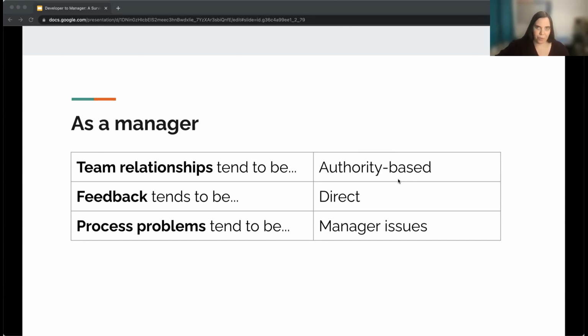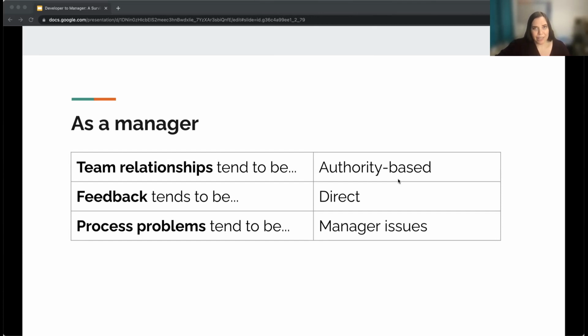So all of this changes when you become a manager, because first of all, your relationships are now based on your authority, and everybody knows it. You now have the authority to approve or at least recommend raises, to approve or recommend promotions, and also in some cases to terminate people.